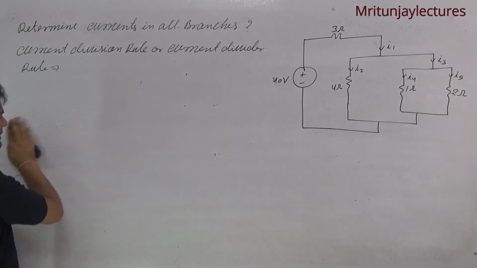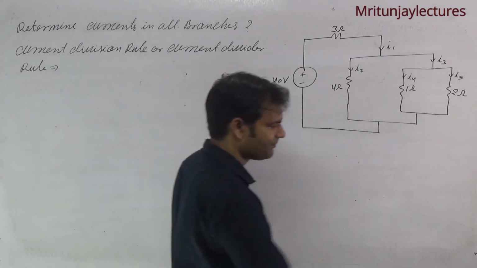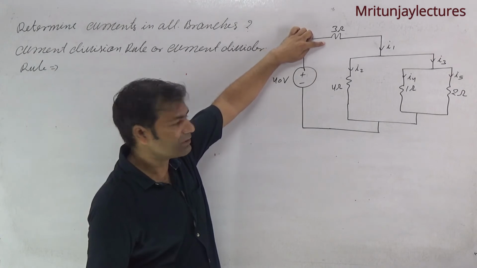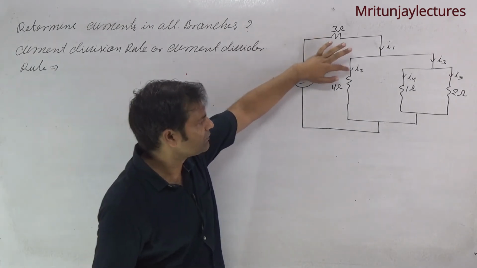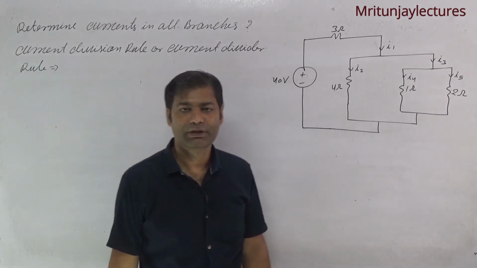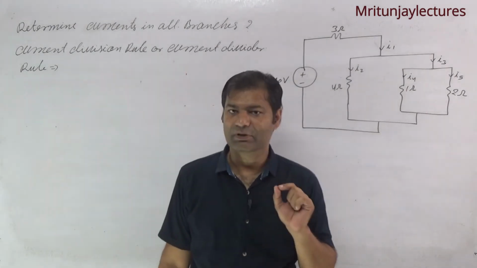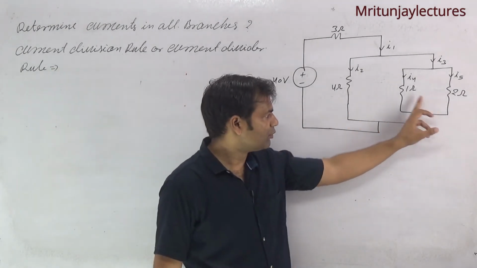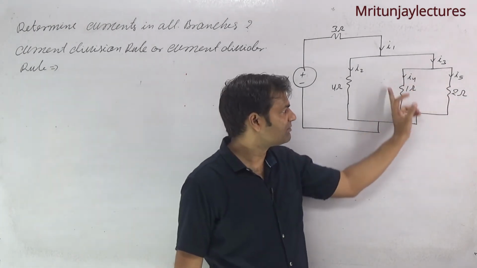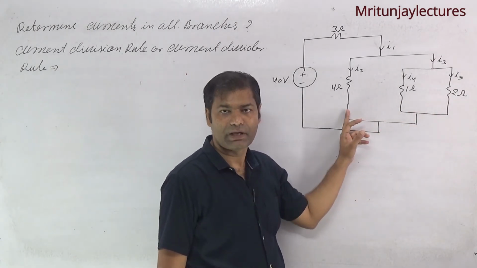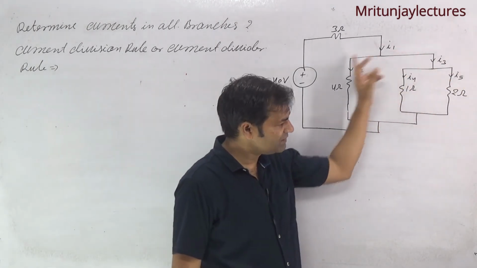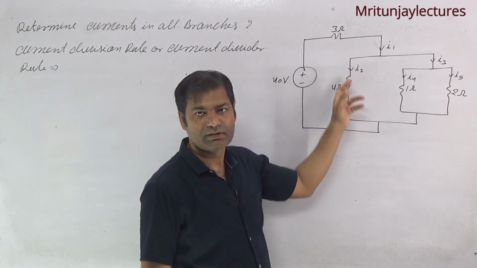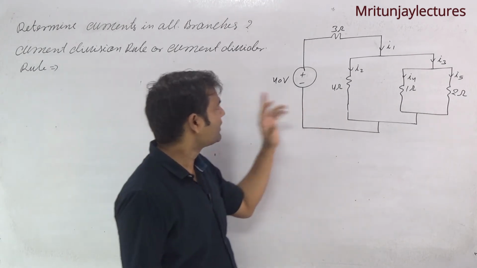So first of all, how to determine? If we determine current I1, after I1 we get I2, I3, I4, I5. First our motto is to determine I1, always starting from the voltage source. Both are parallel, a combination of these two is again parallel, and a combination of these is series with series. Okay, and finally we get I1.